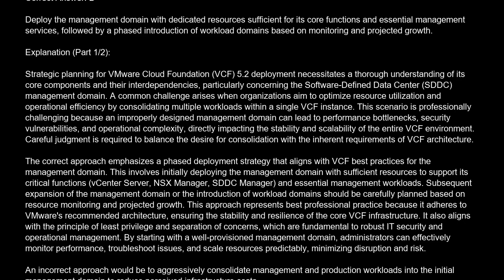It also aligns with the principle of least privilege and separation of concerns, which are fundamental to robust IT security and operational management. By starting with a well-provisioned management domain, administrators can effectively monitor performance, troubleshoot issues, and scale resources predictably, minimizing disruption and risk.